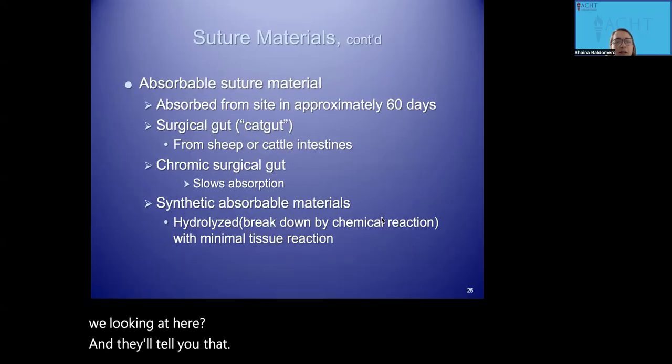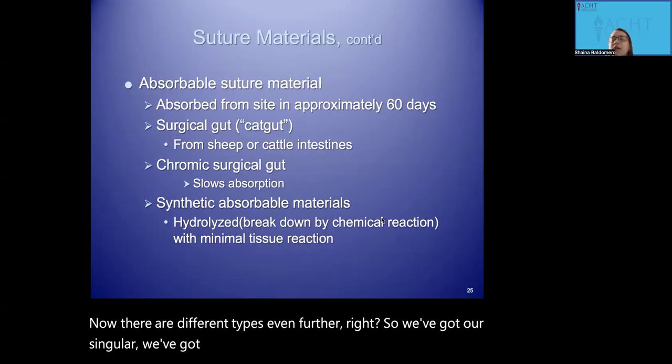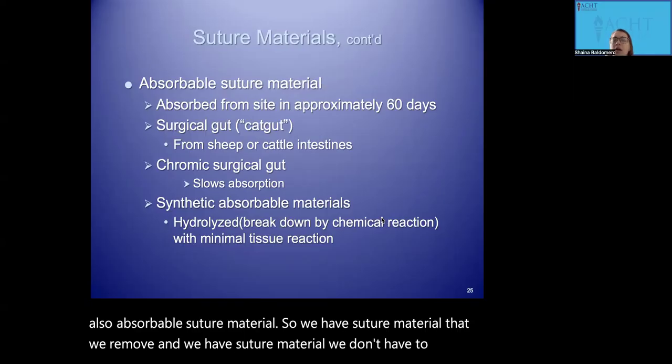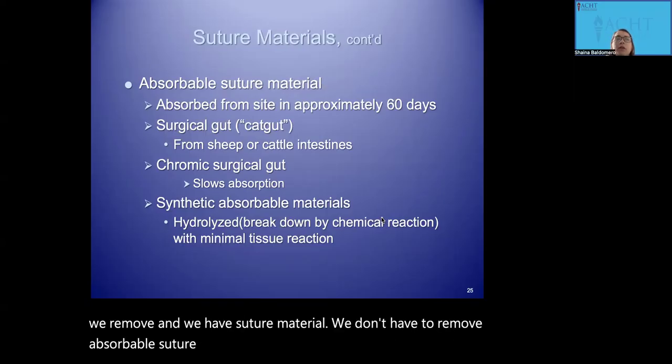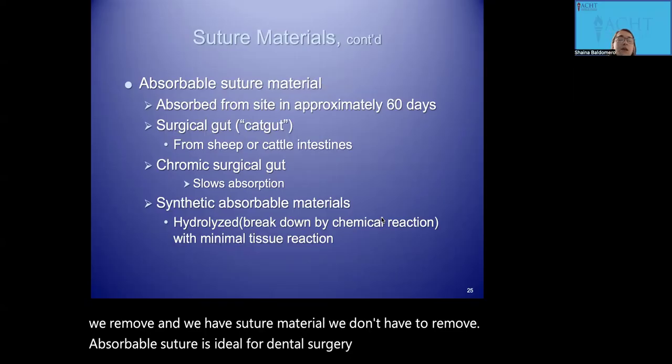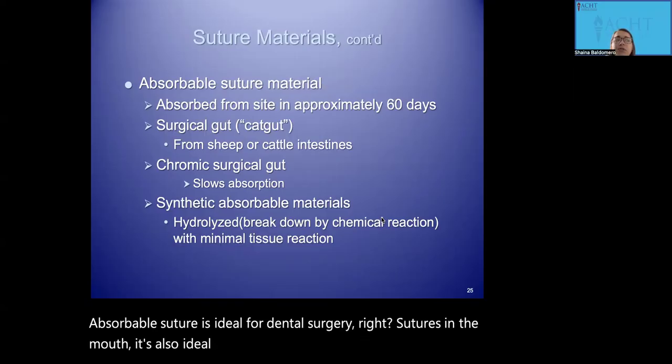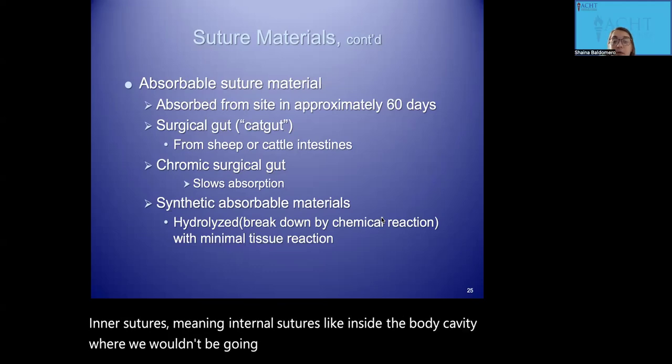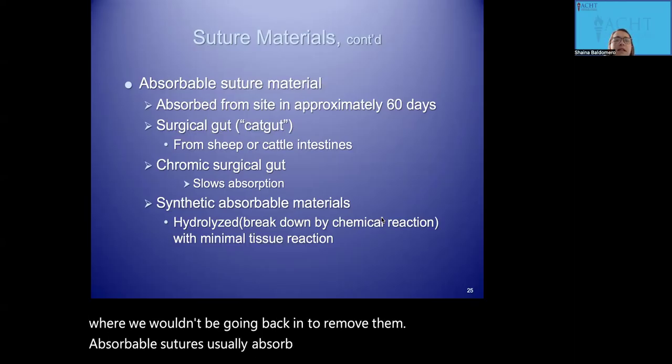Now, there are different types even further, right? So we've got our singular, we've got our braided, we've got our sizing, but there's also absorbable suture material. So we have suture material that we remove, and we have suture material we don't have to remove. Absorbable suture is ideal for dental surgery, right? Sutures in the mouth. It's also ideal for inner sutures, meaning internal sutures, like inside the body cavity, where we wouldn't be going back in to remove them. Absorbable sutures usually absorb within 60 days. So that's about 2 months they take to absorb.